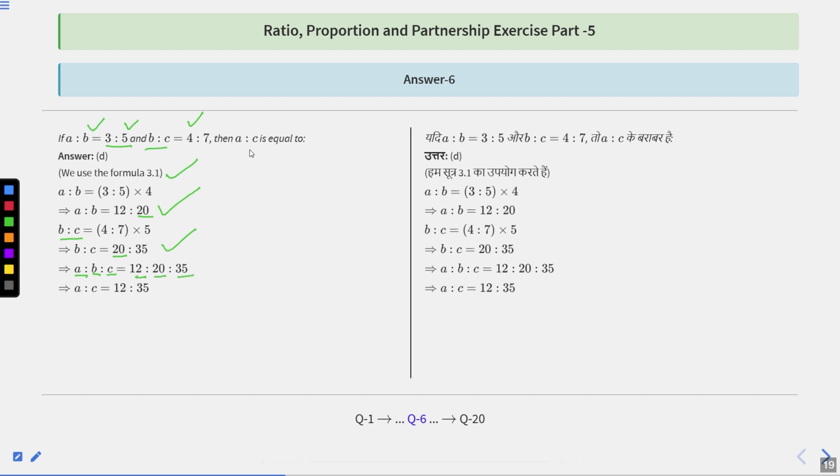So now the question asks for A ratio C. A is 12, C is 35. So the ratio becomes A ratio C is 12:35. D is the correct answer.